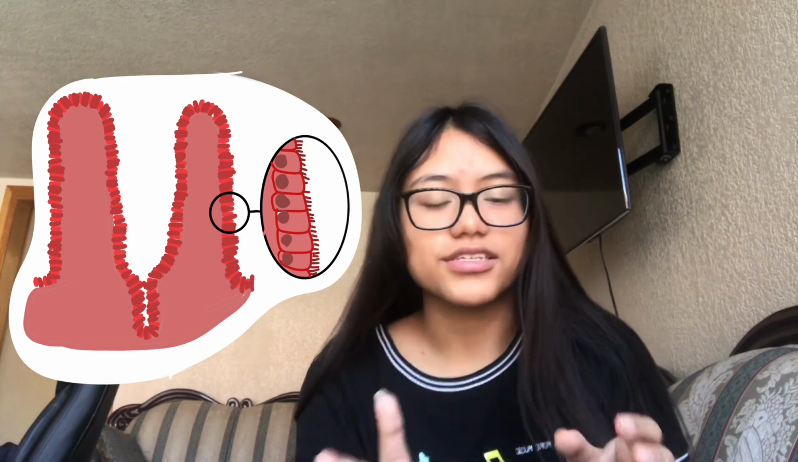Then it passes to the second and third part of the small intestine, the jejunum and the ileum. Here is where the absorption of nutrients occurs. Something important here is that the walls of the small intestine are covered with villi that absorb nutrients and diffuse them into the blood, so they can be used in metabolic processes in all the body.